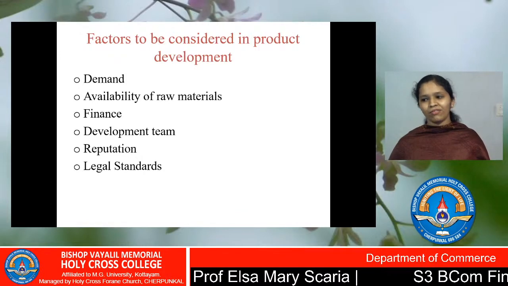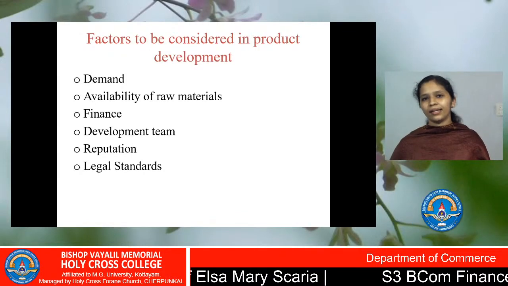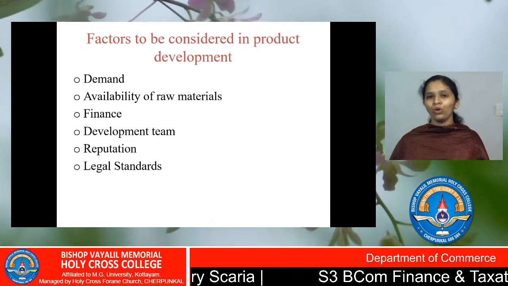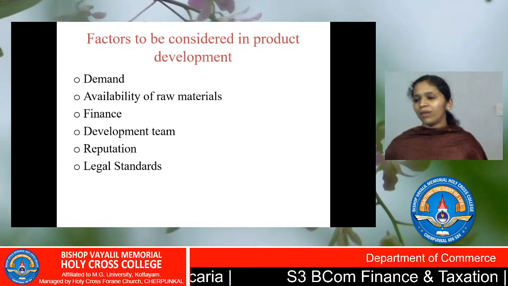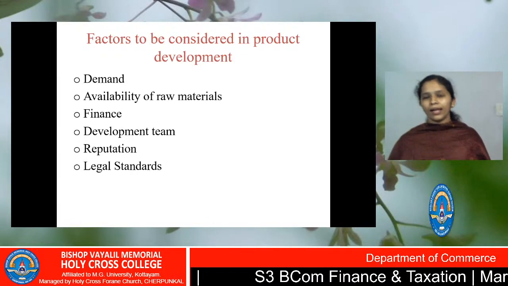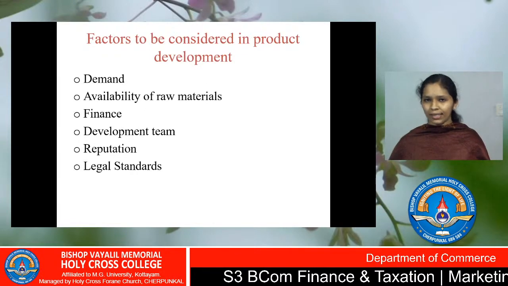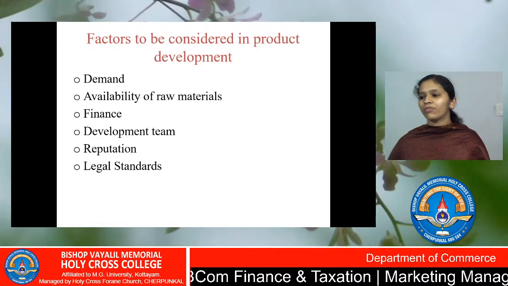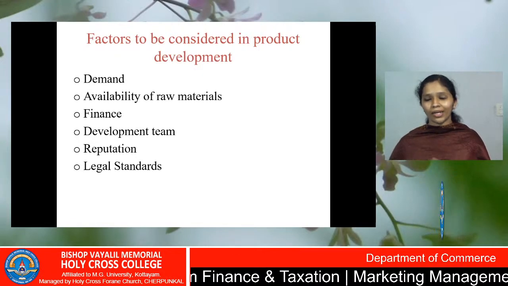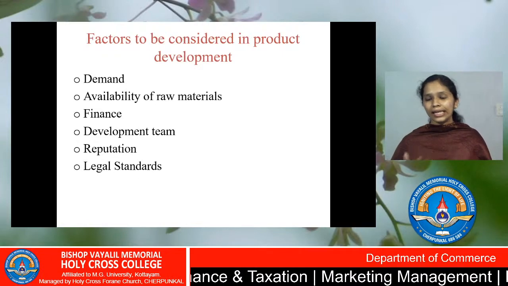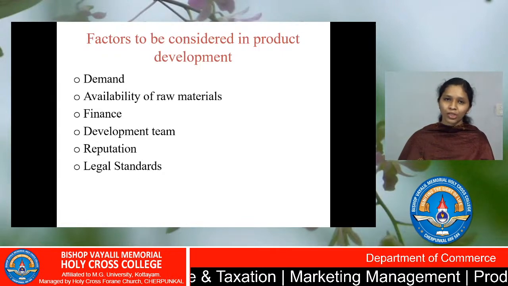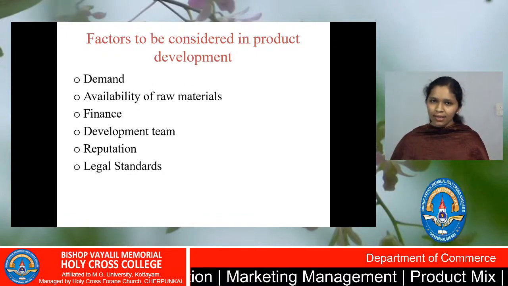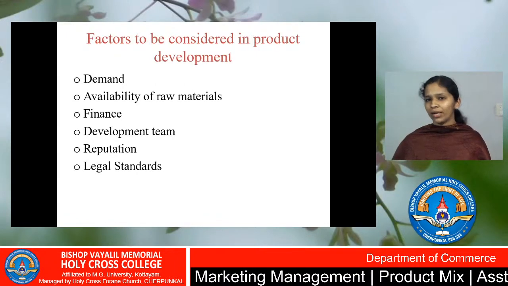So the team must find out whether there is a demand or whether there is a need for a new product. Then second one, the team must analyze the availability of raw materials. We should have a sufficient store of raw materials. So shortage of raw materials leads to the stoppage of production. Then stoppage of production leads to a reduction in sales. That will lead to a reduction in profit, etc.